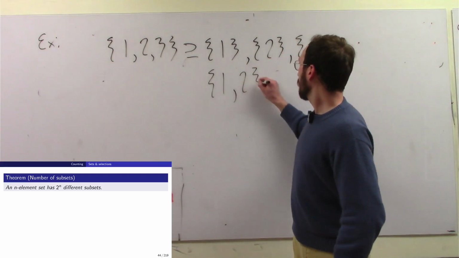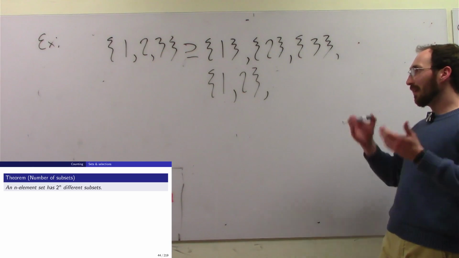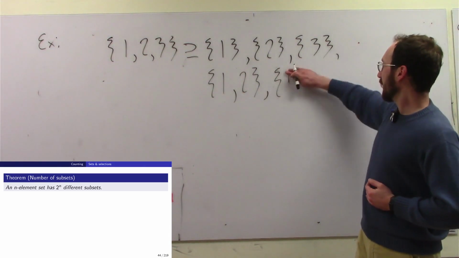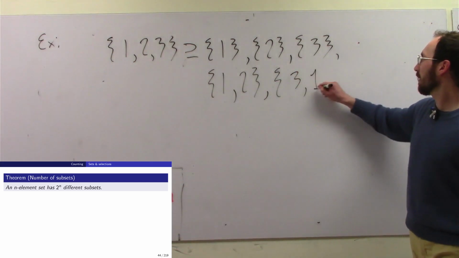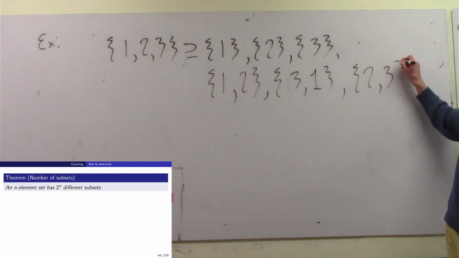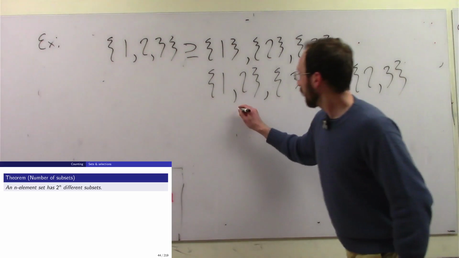1, 2. Also, I like to order the elements when I'm writing the set. Again, doesn't matter. So just to ruin my whole thing, let's do 3, 1. Perfect. 2, 3. We got 1, 2, 3, 4, 5, 6.